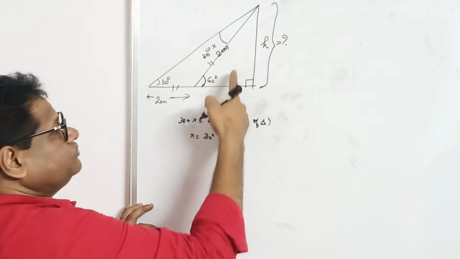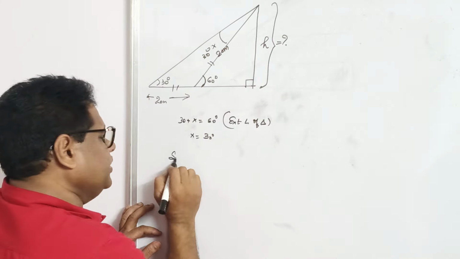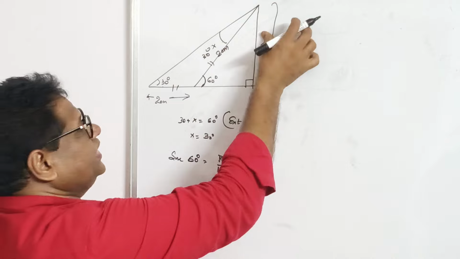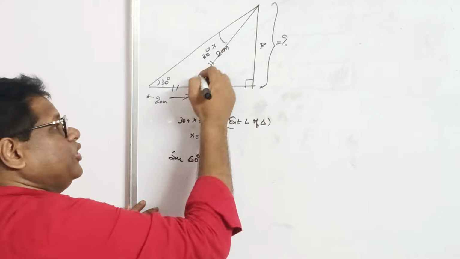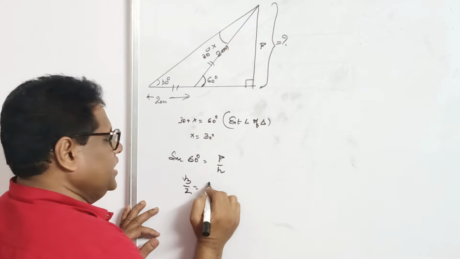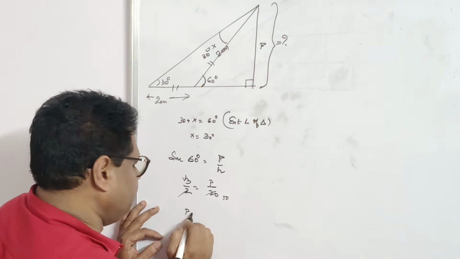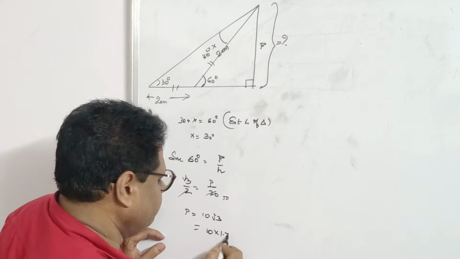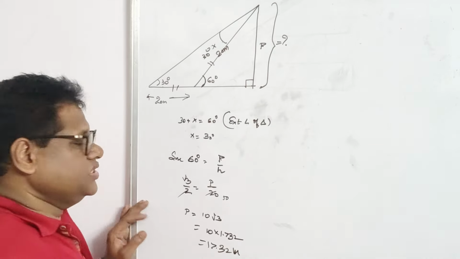Now what you want? In this triangle you want the perpendicular and the hypotenuse is given. Now you can use sine 60 equals P by H. Let's consider this as P, the perpendicular. The value of sine 60 is root 3 by 2 and the value of P is missing. Hypotenuse given 20, 2 gets cancelled 10 times, so P equals 10 root 3, that is 10 into 1.732, that comes to 17.32 meters. This is the simplest way.